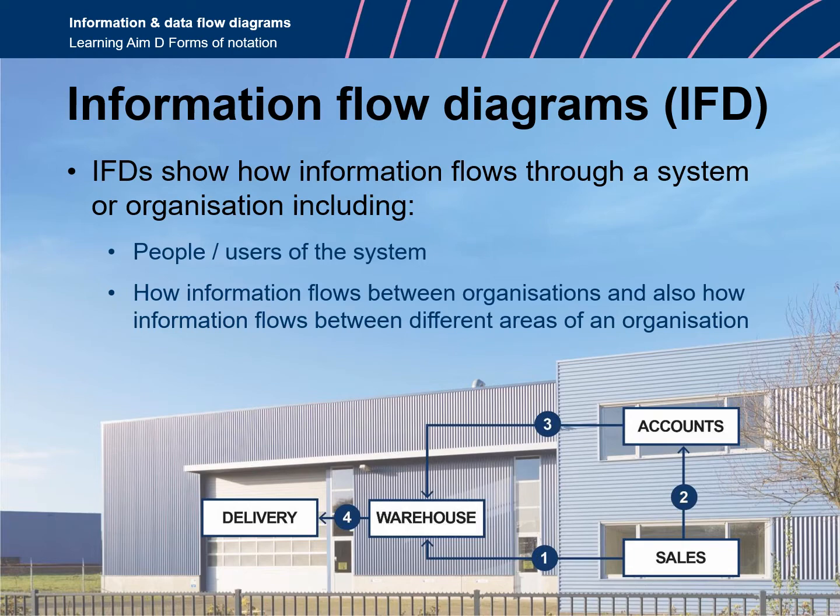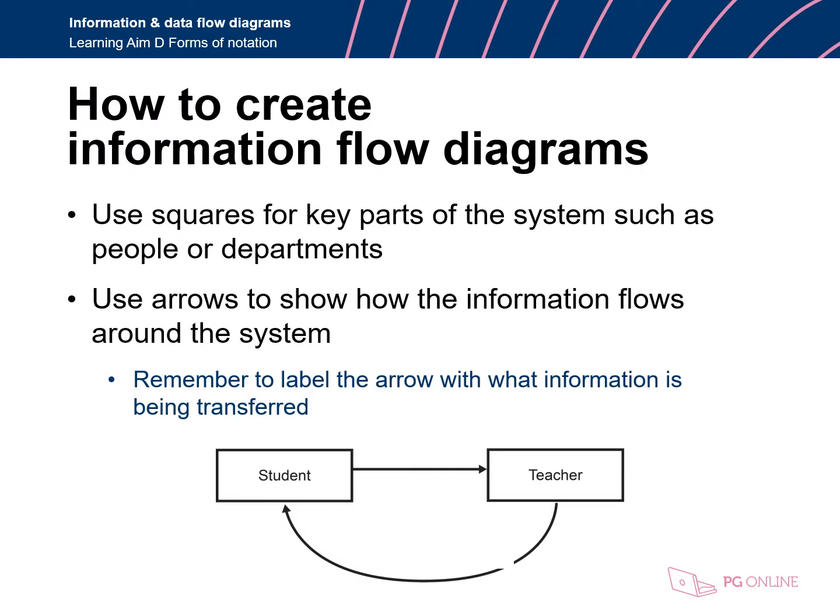how they receive it. When drawing information flow diagrams, you should use a square or rectangular shape for the key parts of the system, such as the groups of people or the departments that are communicating from one place to the other. You should always use an arrow to show the information flow around the system. You must draw an arrow with an arrow head rather than a line, so the examiner knows where the data is going from and to.